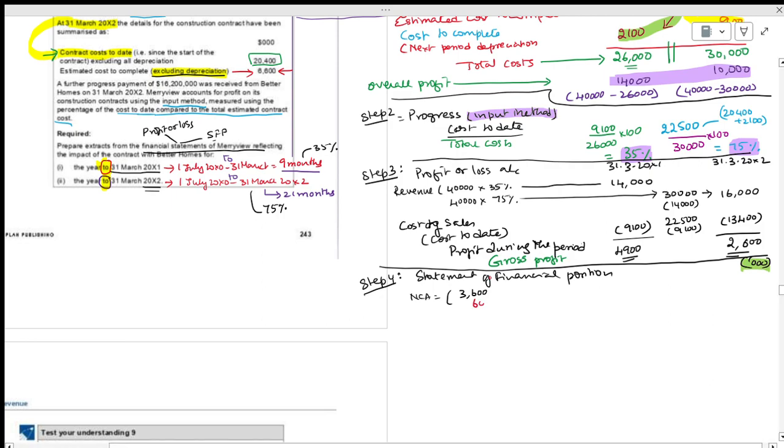You have transferred 600. Is that what you have transferred to another contract? Okay. Now depreciation, how much? Depreciation is 900. How much will you get? 31st March 2001, 31st March 2002.